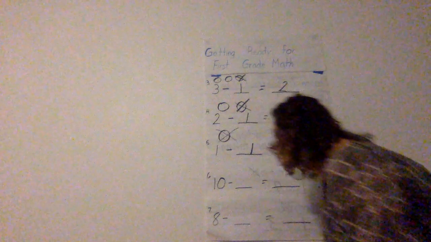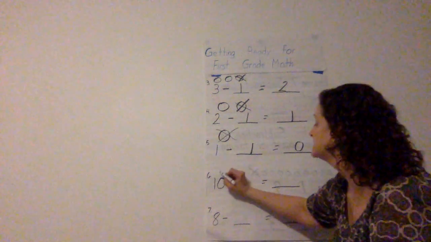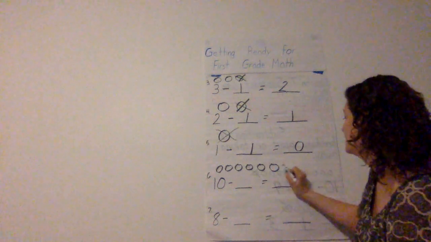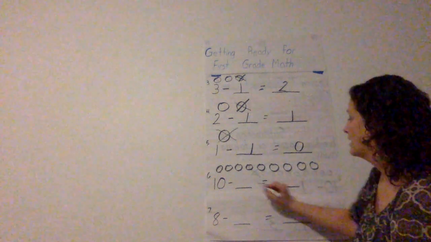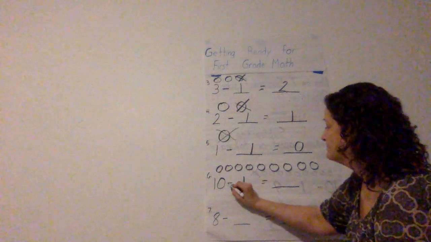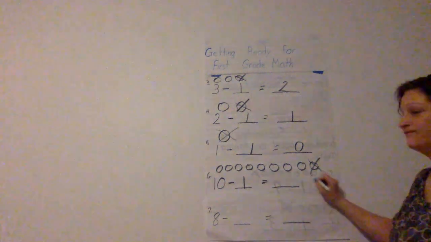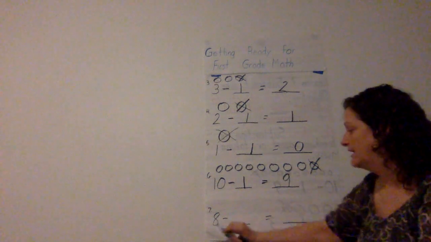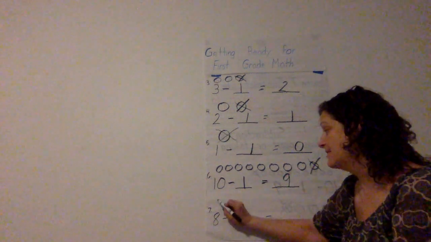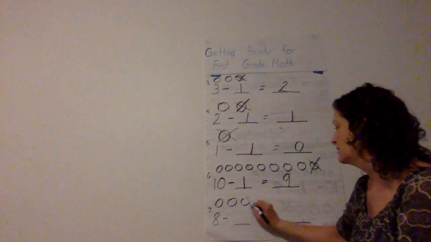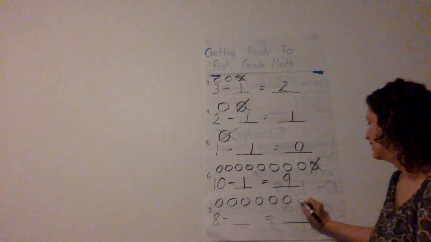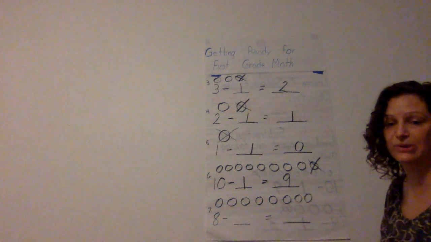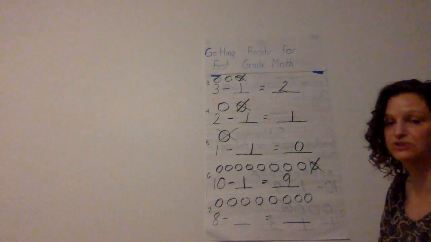Okay, 2 more. For number 6, again, I'm drawing my 10 circles. I'm going to write the number 1, trace the minus and the equal sign, cross 1 off, and we are left with 9 circles. And last, 8. So I draw that many circles. I draw 8 circles. Count your circles carefully to make sure that you draw the right amount of circles. Frequently when I check your assignments, you've drawn either too many or not enough.